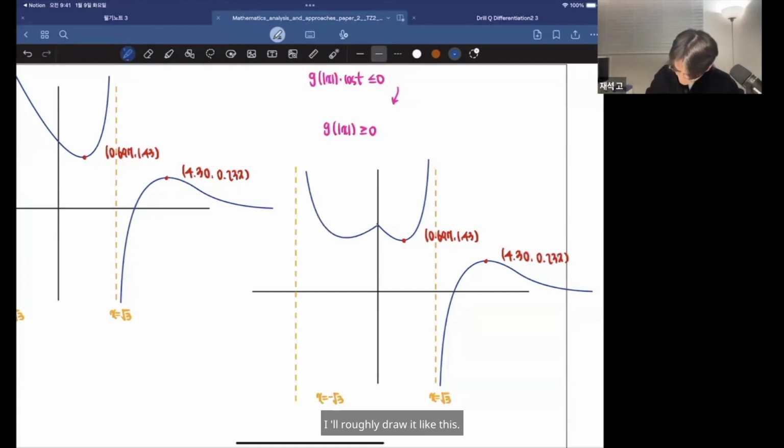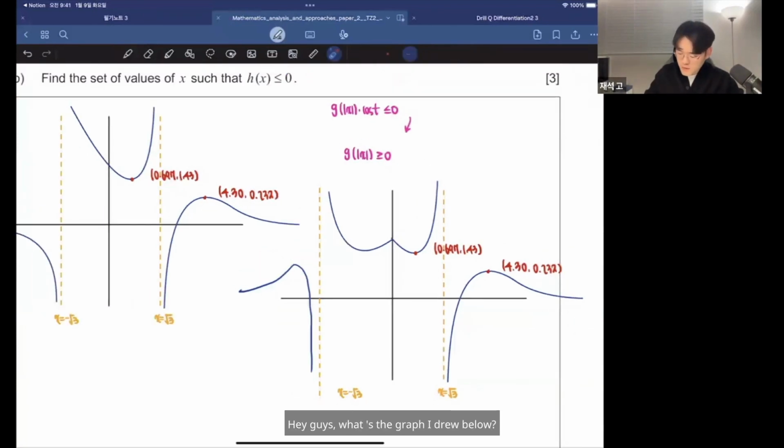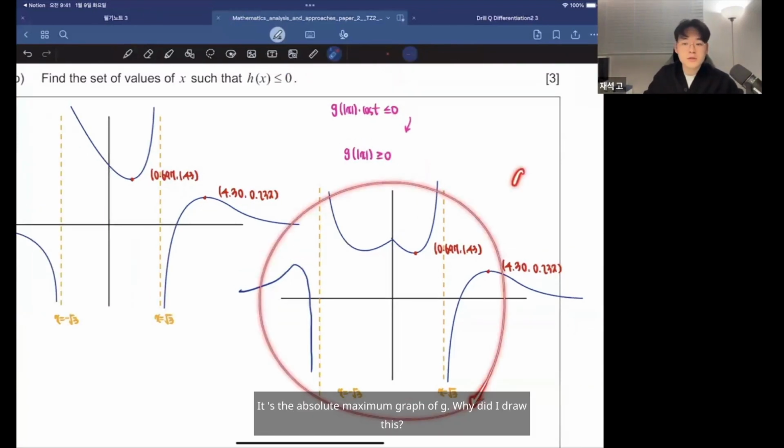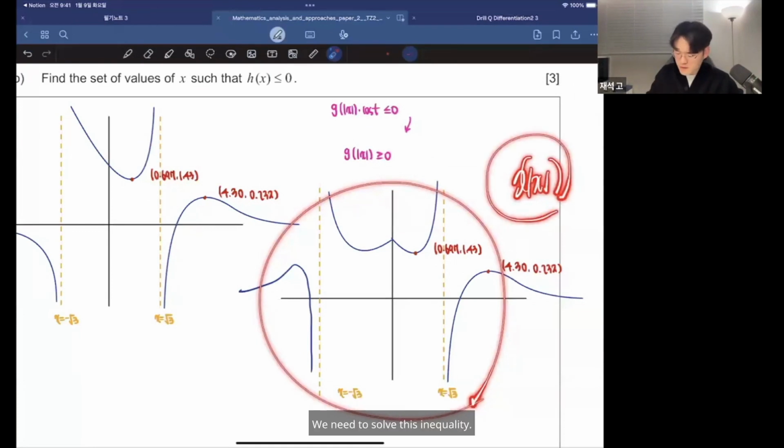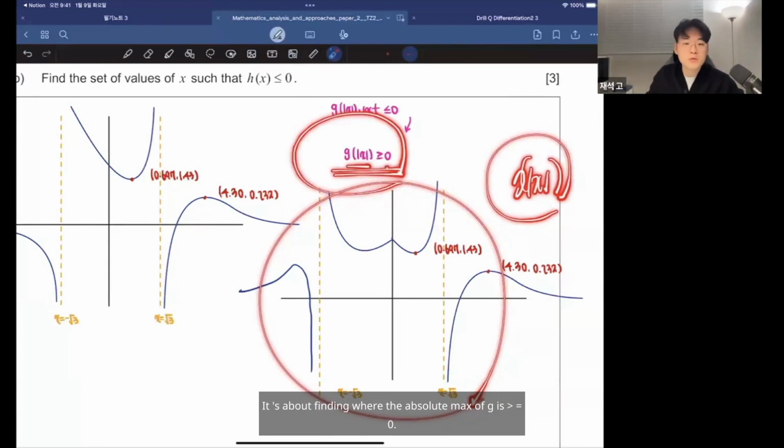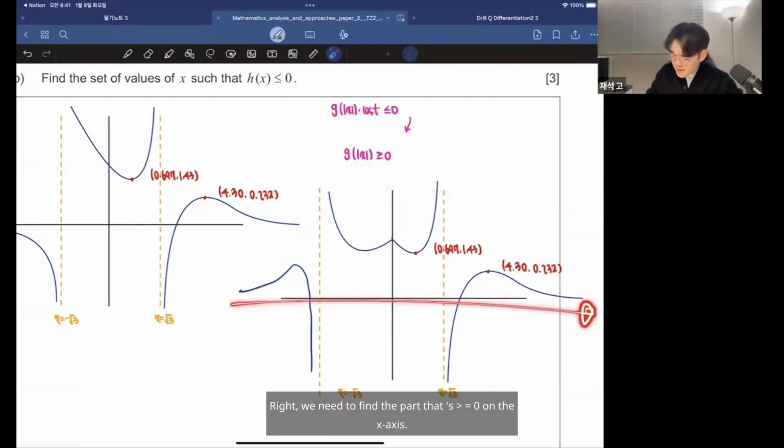So this is how you draw the left graph. I'll roughly draw it like this. This is how it turns out. What's the graph I drew below? It's the absolute value graph of g. Why did I draw this? We need to solve this inequality. What's this inequality? It's about finding where the absolute value of g(x) is greater than or equal to 0. We drew the graph, right? We need to find the part that's equal to 0 on the x-axis.